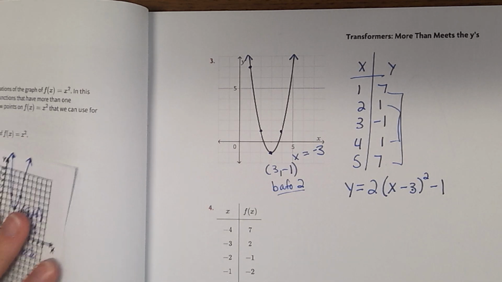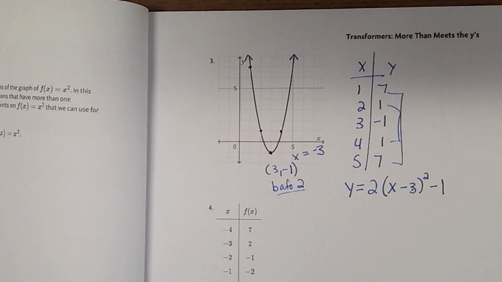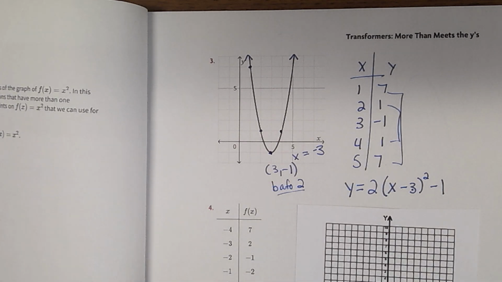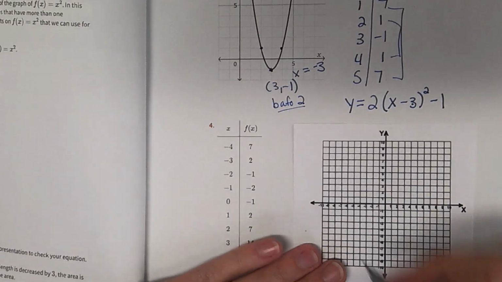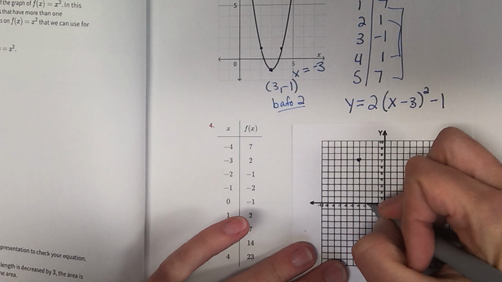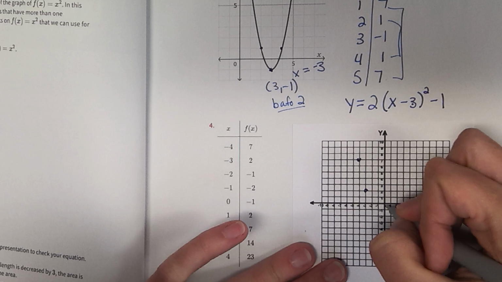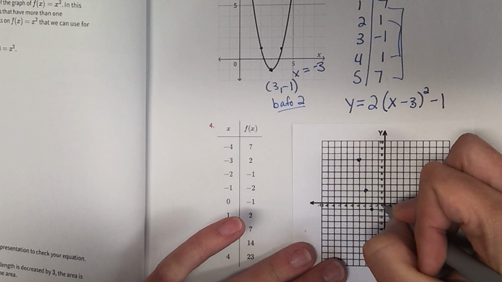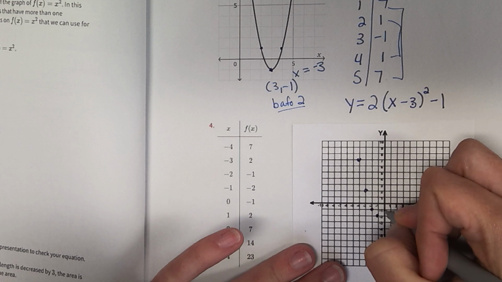Okay. So let's take a look at number 4. And in number 4, we've got a whole bunch of points. I wonder if putting those onto a graph might be helpful for us. So grab your second graph and let's see what we've got there. So we've got negative 4, 7, negative 3, 2, negative 2, negative 1. Okay, get all those graphed on there.